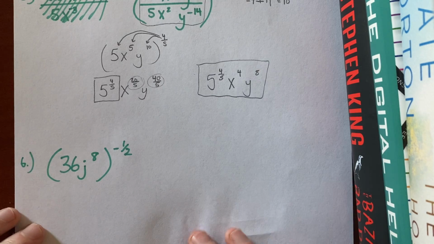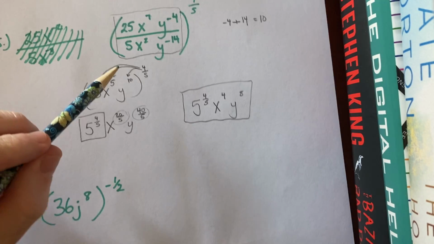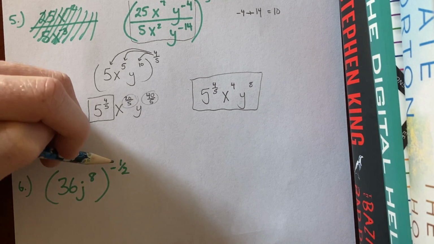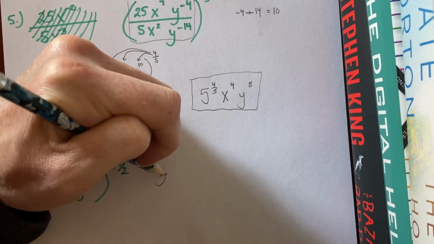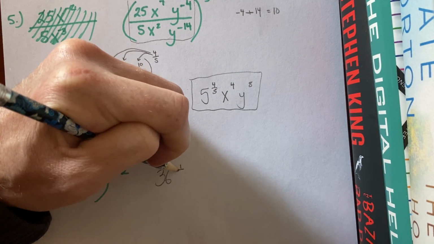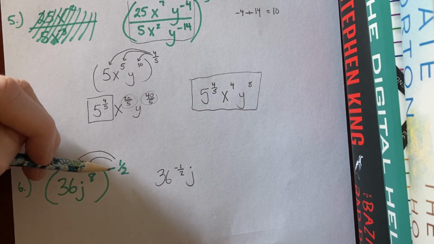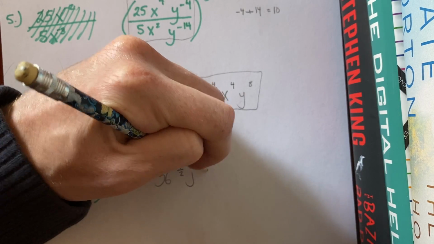All right, last question. This one's throwing off a couple of you guys that have submitted. So first off, look in your parentheses, see if there's anything that you can combine like we did up here. There's not. There's just a 36 and a j. So I want to go ahead and distribute this to both terms. I get 36 to the -1/2 power, and I get j. 8 times a -1 is a -8. -8 divided by 2 is a -4.